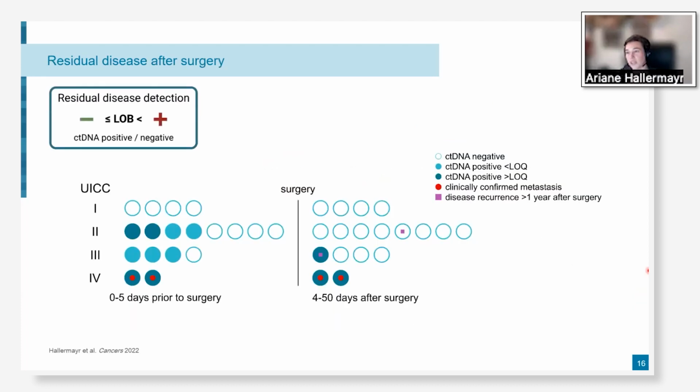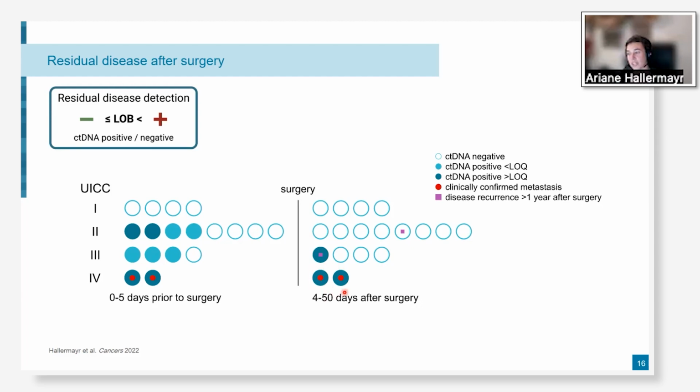And when looking at the 18 patients that were included for the analysis for residual disease detection, here at baseline, it was possible to detect ctDNA in more patients with increasing disease stage, above the limit of blank. So in stage 1, it was unfortunately not possible to detect ctDNA at baseline. And following surgery, only in 3 patients, ctDNA was still detectable, indicating residual disease.